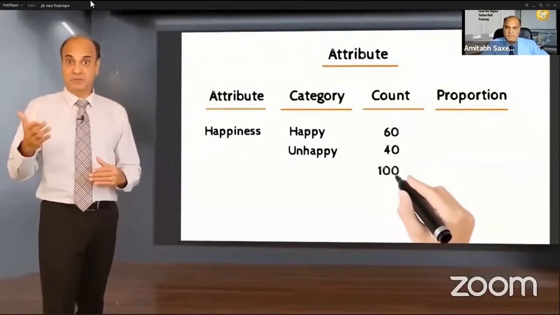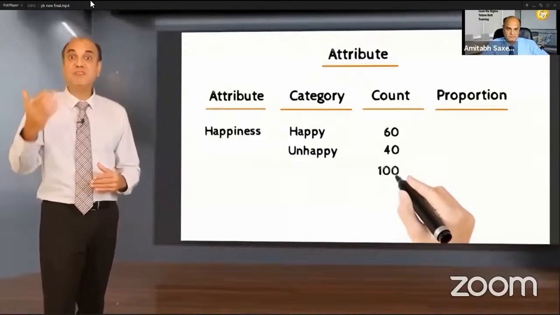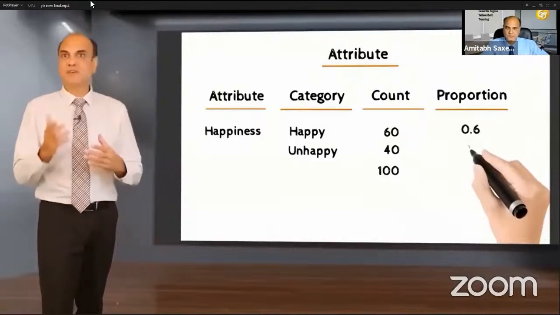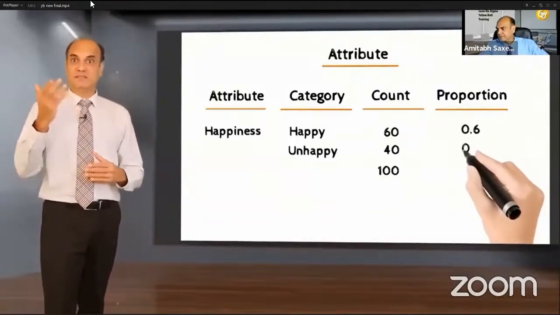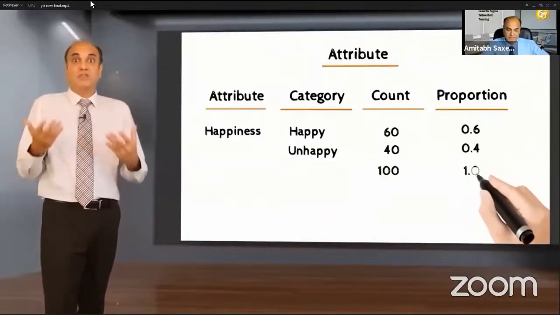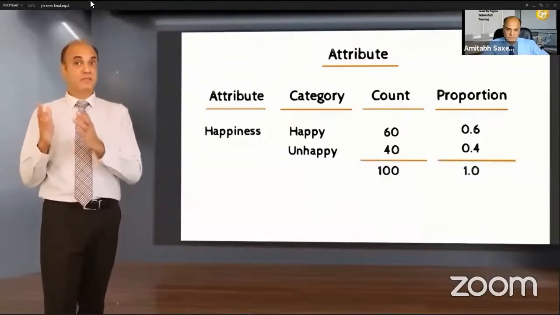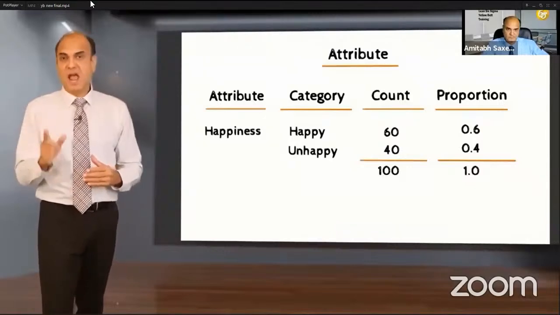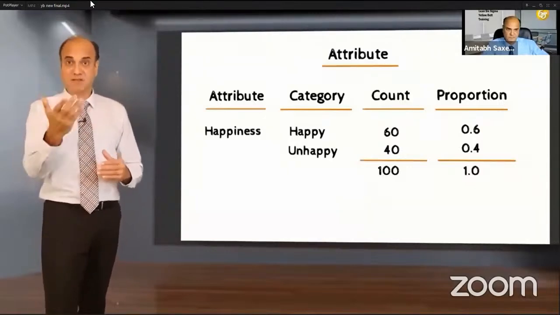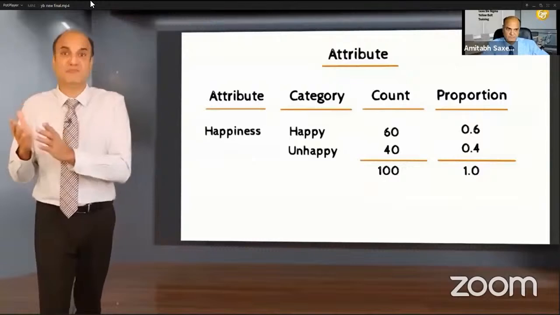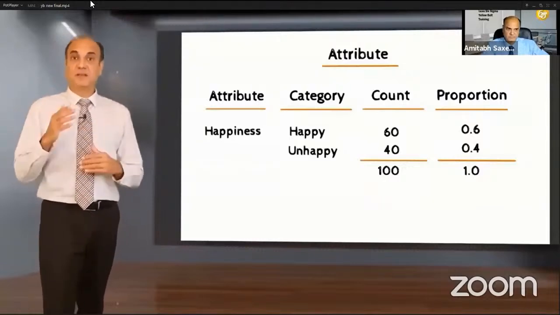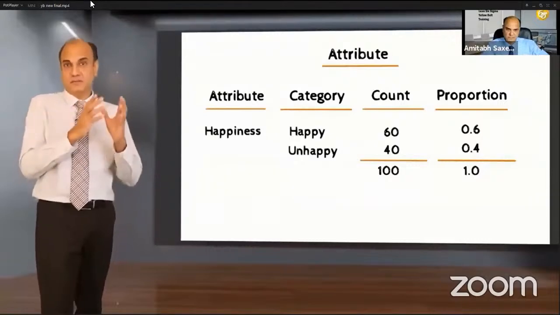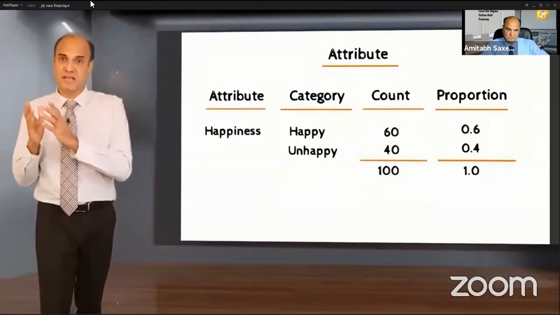I can express this as a proportion. That means the proportion of happy employees in my organization is 0.6 and the proportion of unhappy employees is 0.4. And it can also be expressed as a percentage. Now this proportion or percentage doesn't have a unit. And a count, like 60 employees, I can't have 60.1 employees who are happy. So the count will not have any decimal point. So this is what continuous data and attribute data is.